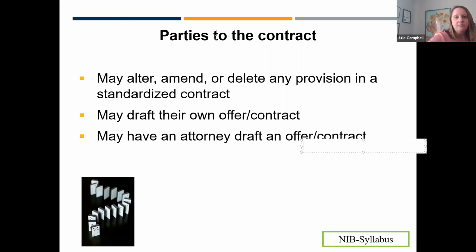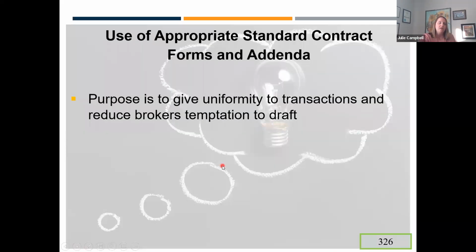The whole reason we have standard forms is to help give us uniformity. And it helps reduce our temptation to draft. By providing us with standard forms, all we have to do is fill in the blank. They give us the information. If it's not in the contract, then I probably have an addenda for it. If I don't have an addenda for it, then this is truly a unique scenario and we need to have an attorney draft it up.